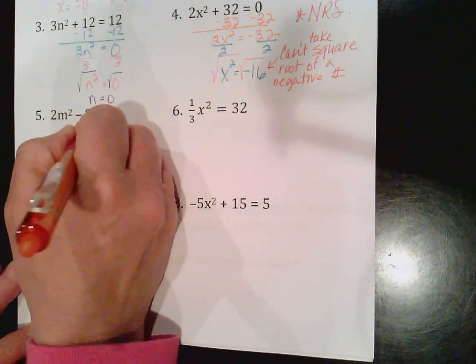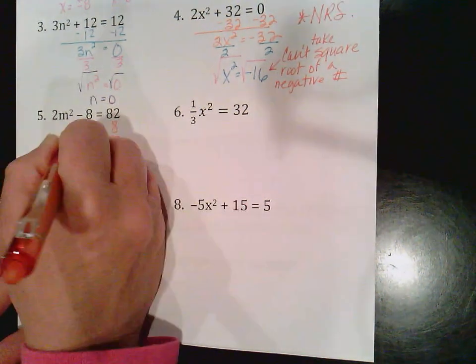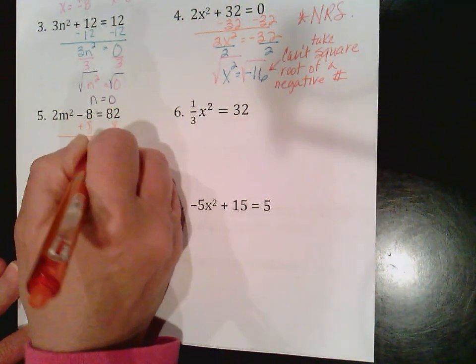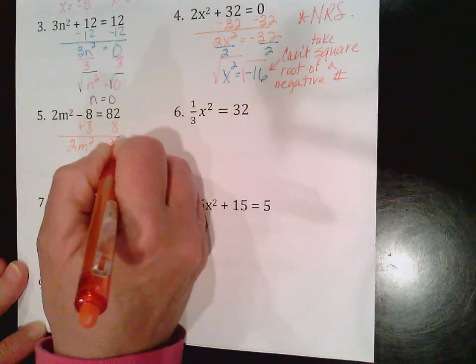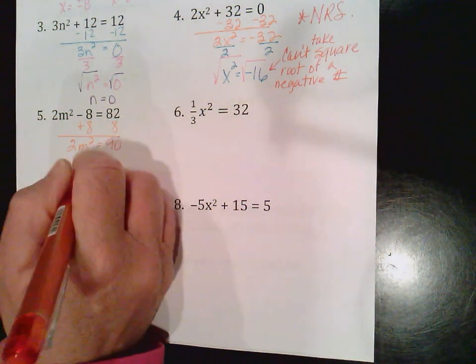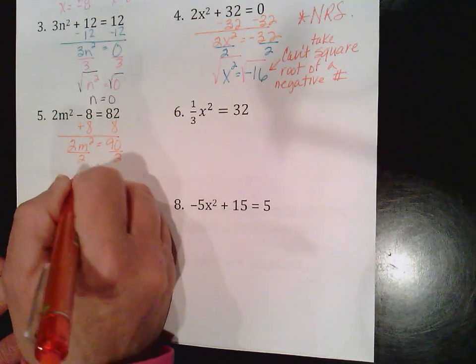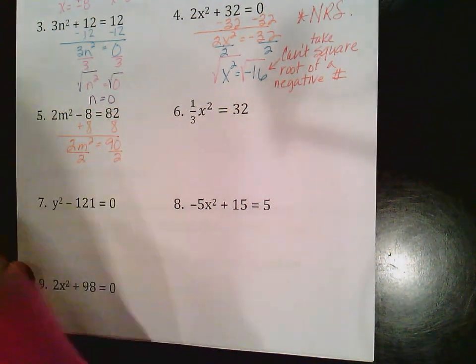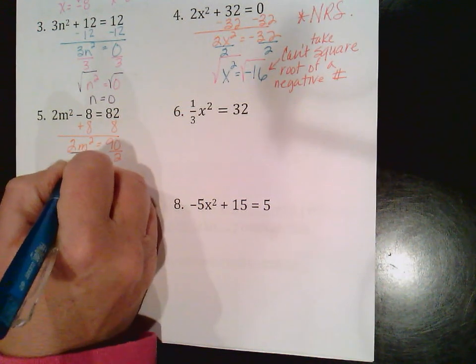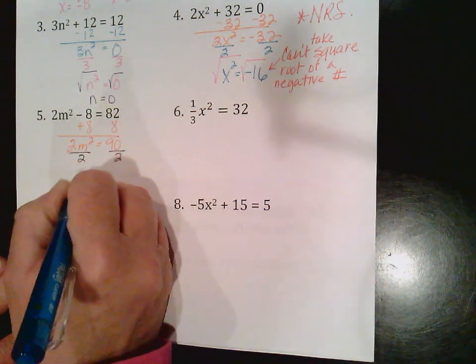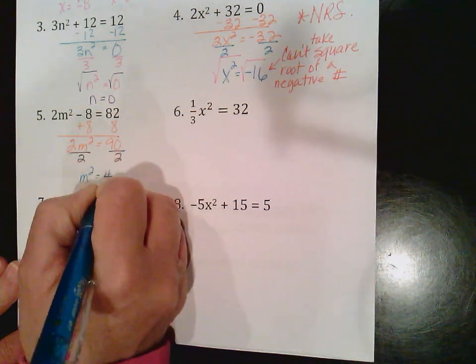On this one I add 8 to both sides. So I have 2m squared equals 82 plus 8, which is 90. I'm going to divide both sides by 2. Let's do this, it's easier to see. And I get m squared equals 45.